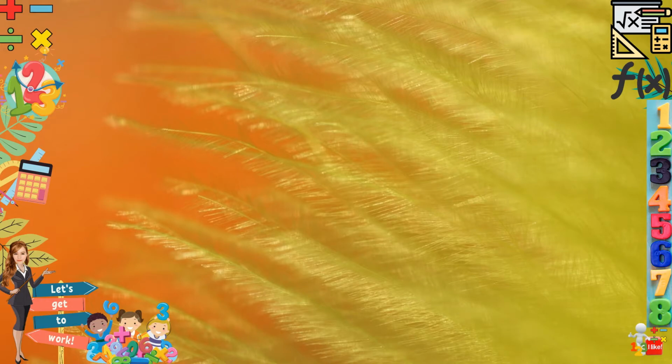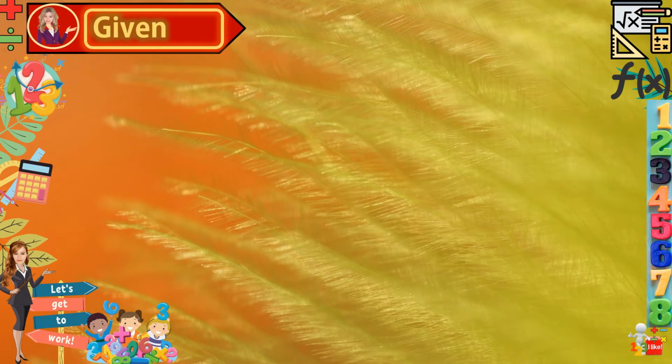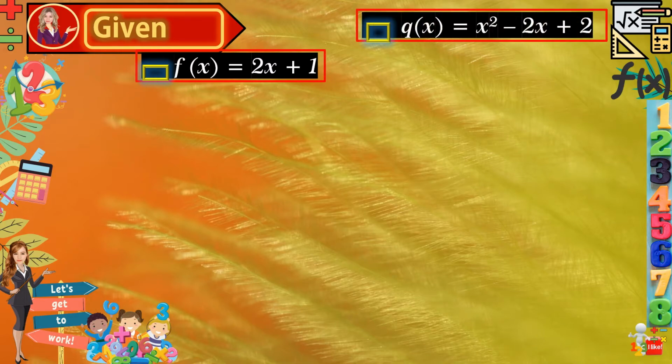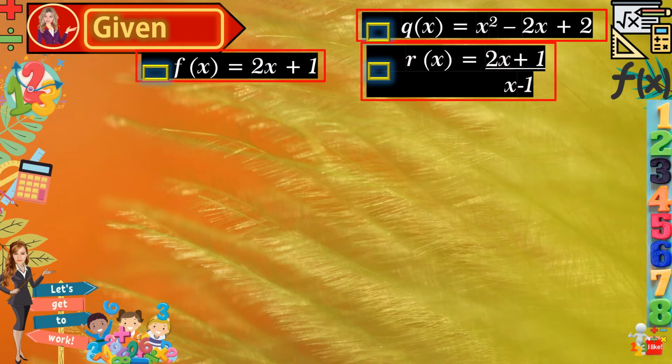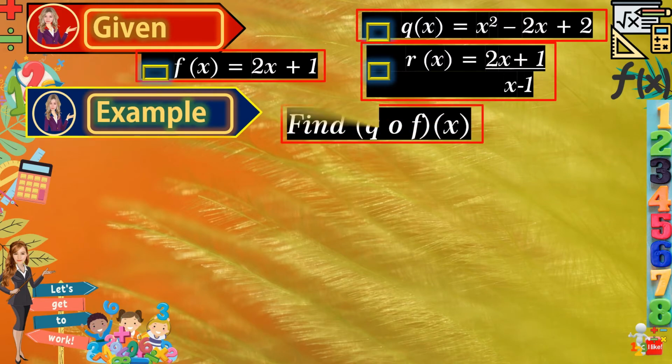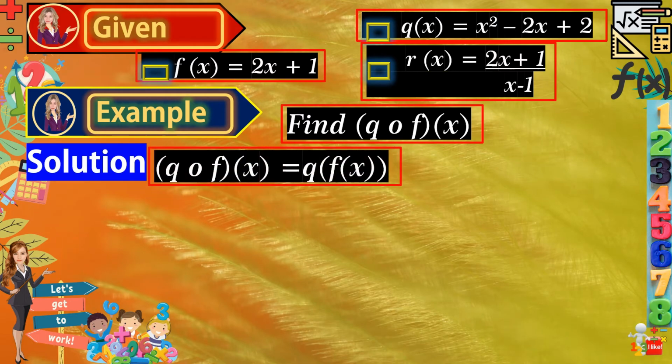Let us try more examples. Given f of x is equal to 2x plus 1, q of x is equal to x squared minus 2x plus 2, and r of x is equal to (2x plus 1) over (x minus 1). You need to find q of f of x, which is also equivalent to q composed with f of x.